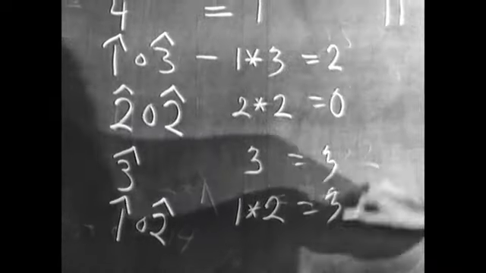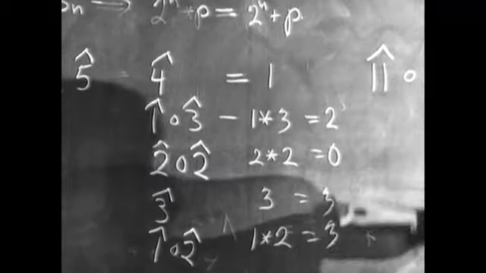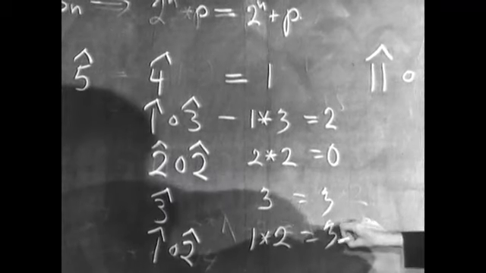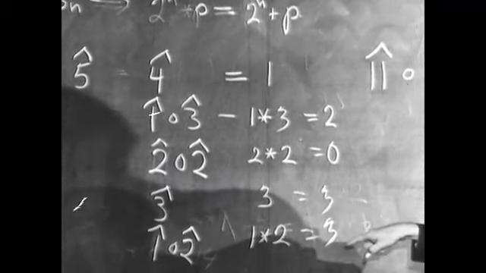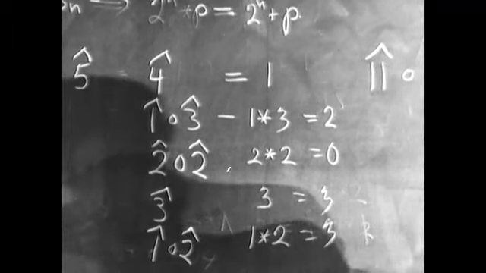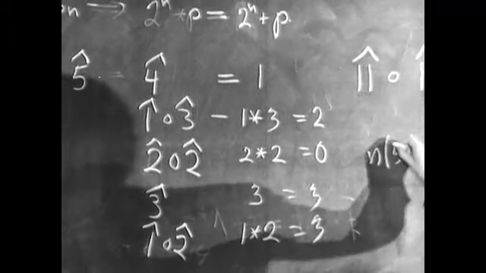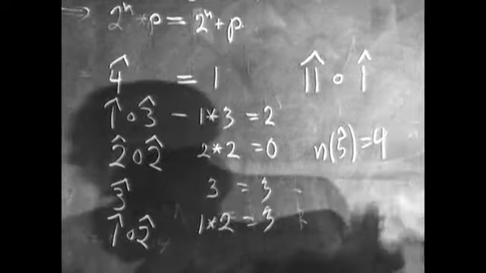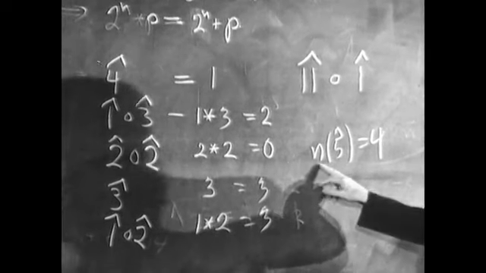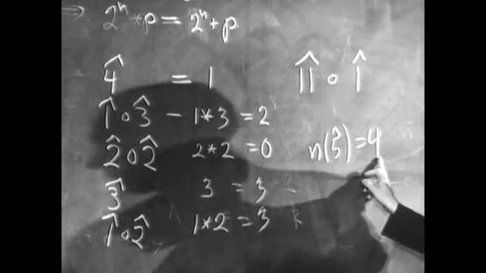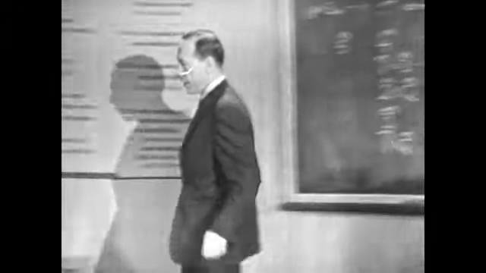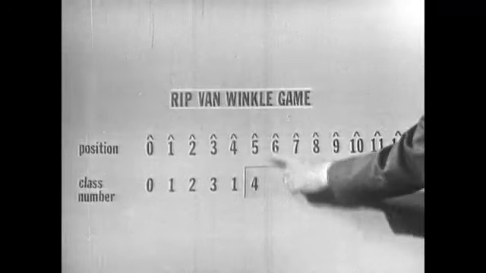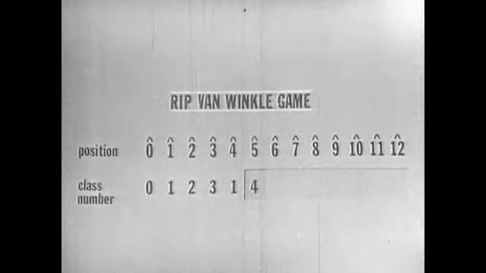Now I look through this list. I've already got zero and one and two and three. My rule was that the first number I don't have is the class number. The new class number, therefore, is four. I have n of five roof equals four. And so it's a fairly simple calculation by recursion to find this out. Let's record this on the chart over here. Five roof is four by the calculation we just made.